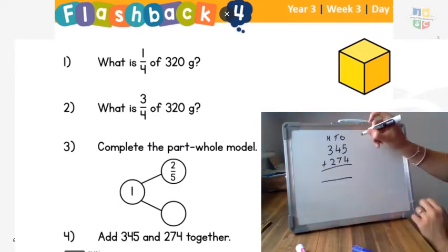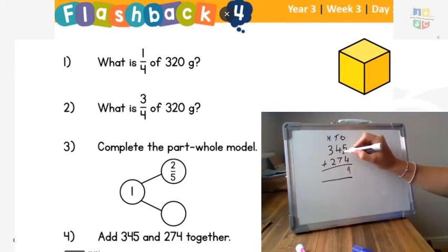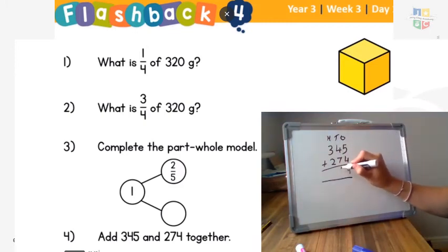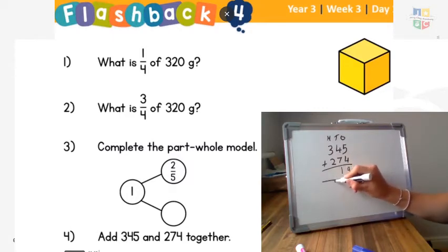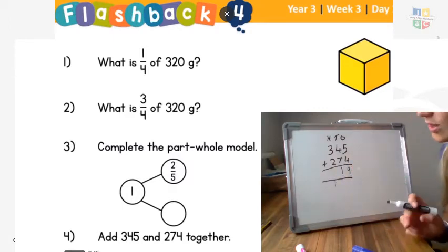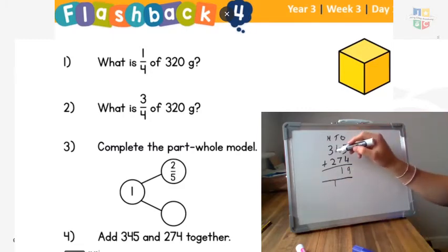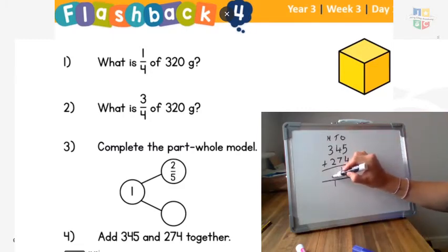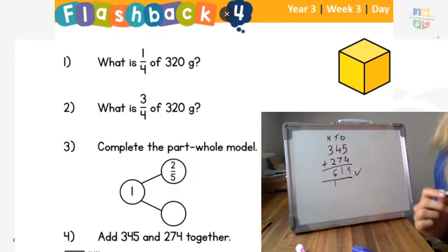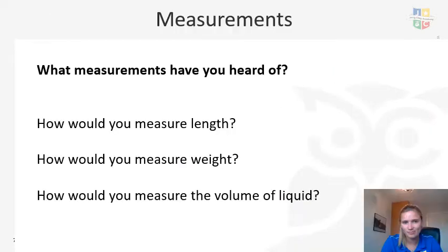5 add 4, starting with your ones, 5 add 4 is 9, 7 add 4 is 11, but remember we can't put 11 in one column, we have to put the 1 in there and exchange our 10 tens for 100, so we can see that it says 11, and then 3 add 2 is 5, add your 1 is 6, so you should have got 619. Fantastic if you've got that, well done.